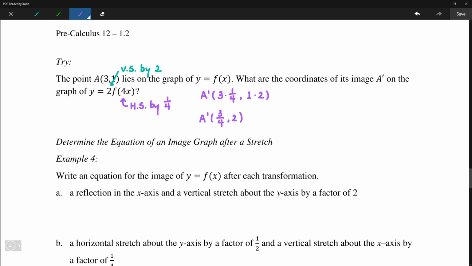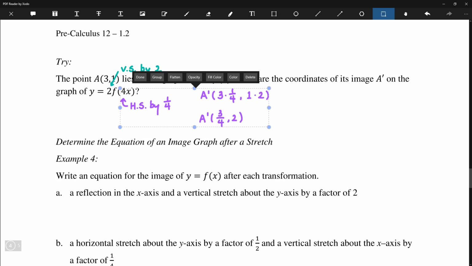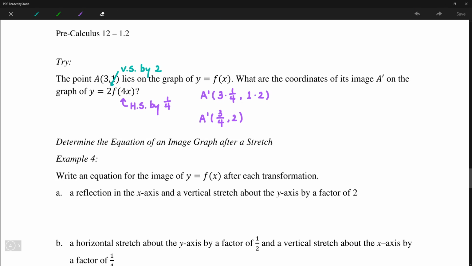It's probably the most straightforward way of thinking about this. So this would be horizontal stretch by a quarter. It's important to be careful about, especially with horizontal stretches. The moment that we see a 4 doesn't mean a horizontal stretch by 4. It means a horizontal stretch by a quarter. So that's important to note.